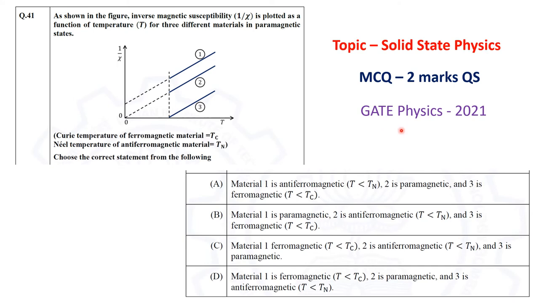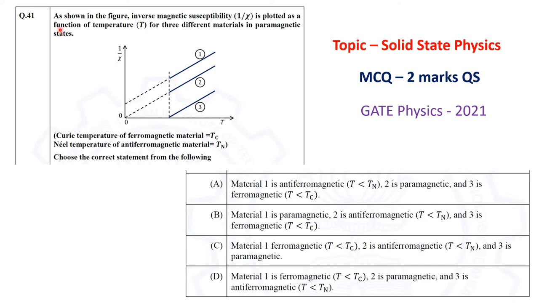This question is from the GATE Physics paper 2021. This is an MCQ type question of 2 marks. The topic of the question is solid state physics. Specifically, this question was asked from the chapter Magnetic Properties of Material.